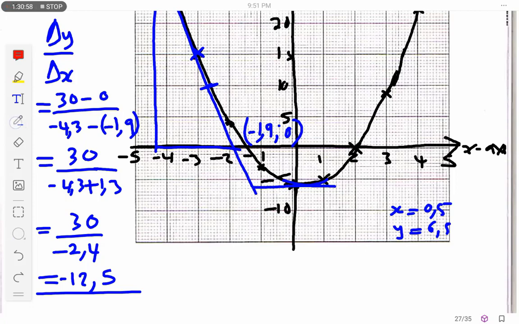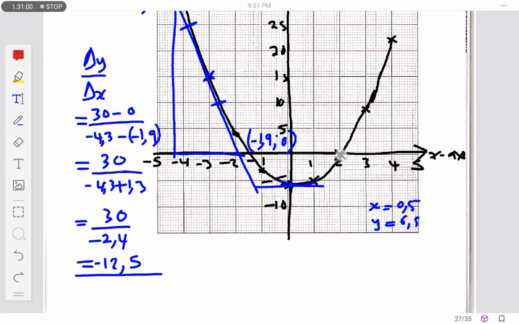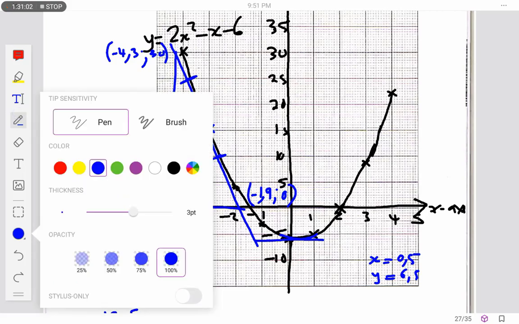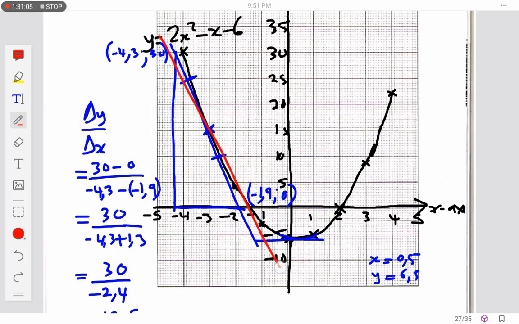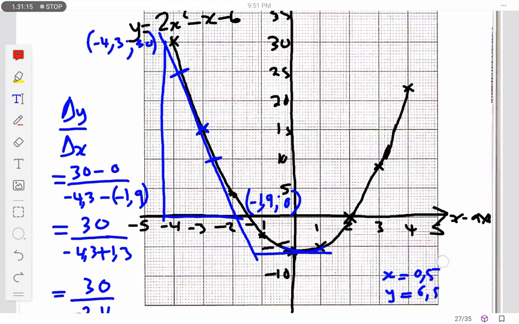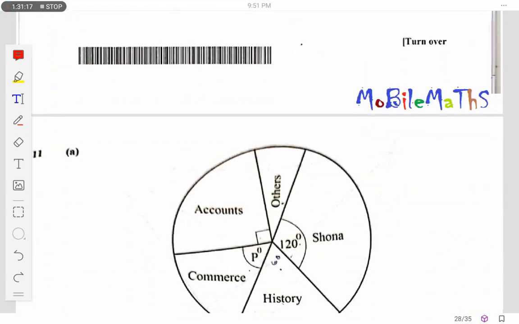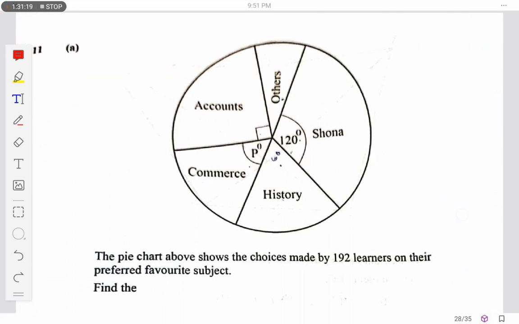The idea of the minus, guys, is this one. When our tangent is like this, it's negative. When it's like this, it's positive. So that is how we are getting our gradient. Okay, let's move on to the next question. So we are done with this number. We are on number 11 now.